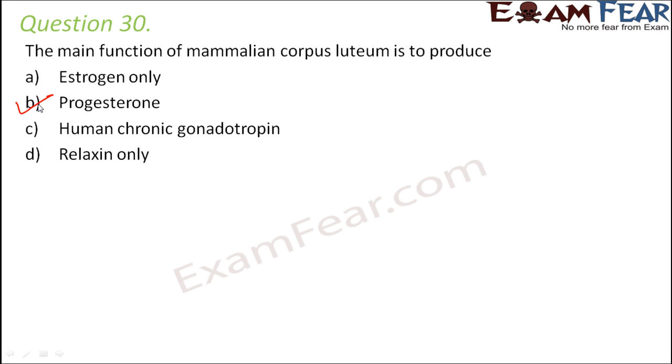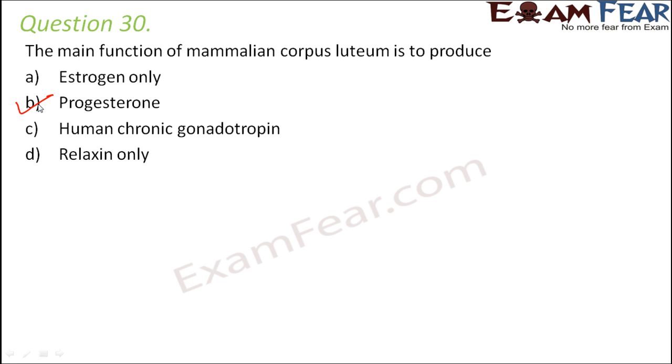The corpus luteum continues to produce progesterone so that the endometrium wall can build up. Right? Now, if fertilization happens, that is, if the woman gets pregnant, then what happens? The embryo will come and it will get implanted in the uterus. So for that, you needed that endometrial lining.